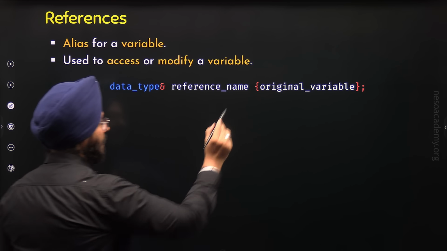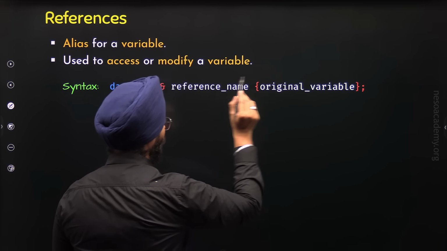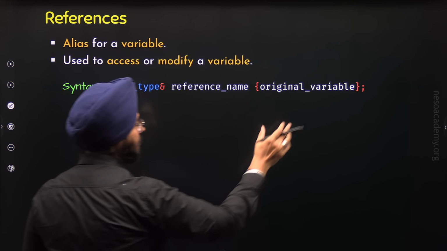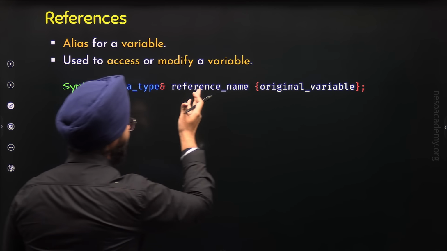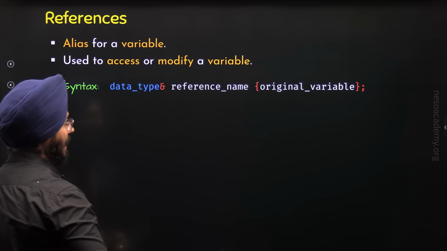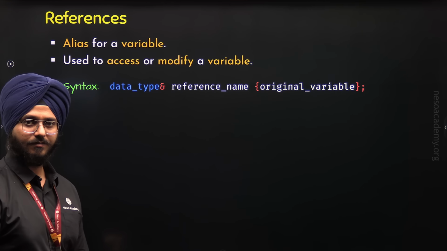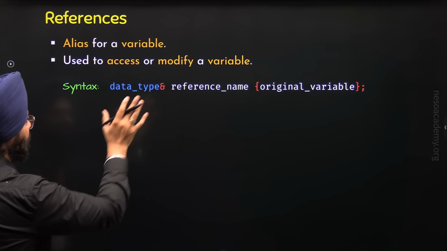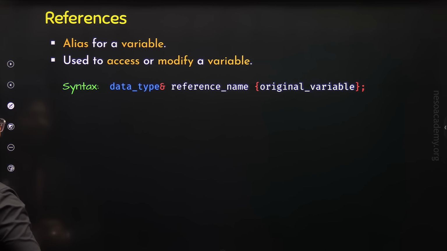And then within braces, we can provide the variable for which we want to create the reference. So we will provide the original variable within braces. So in this way, we can initialize the reference. And then at the end, we need to provide the semicolon. So that's the concept. This is how we can define a reference and even initialize it.